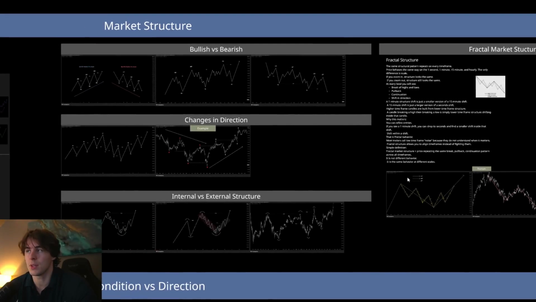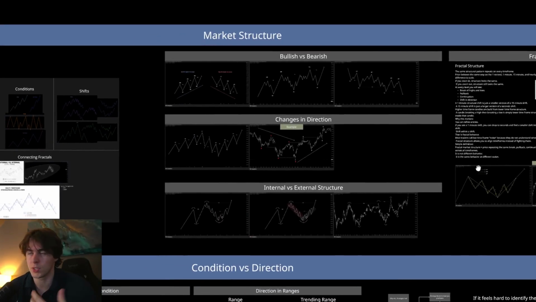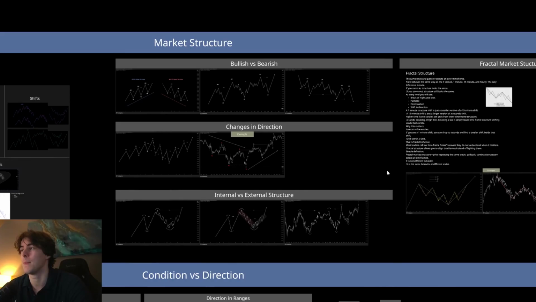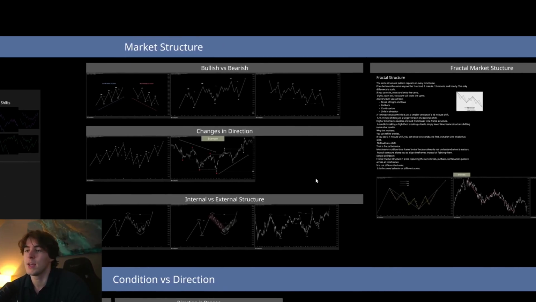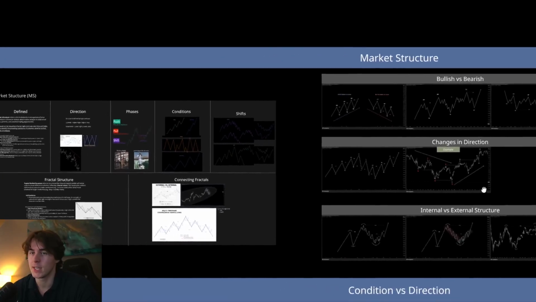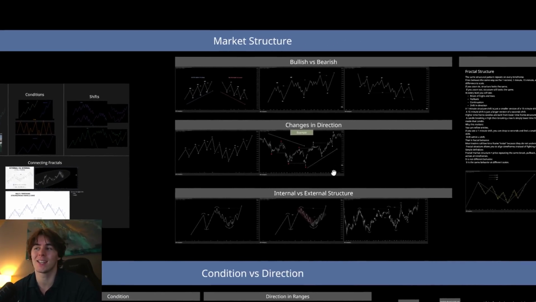And so these are sort of the basics of market structure. What is the difference between bullish versus bearish market structure, changes in direction, internal versus external structure, and fractal market structure. This is helpful for finding direction, answering that. Should I be looking for a buy? Should I be looking for a sell? But it doesn't tell you where exactly to enter.